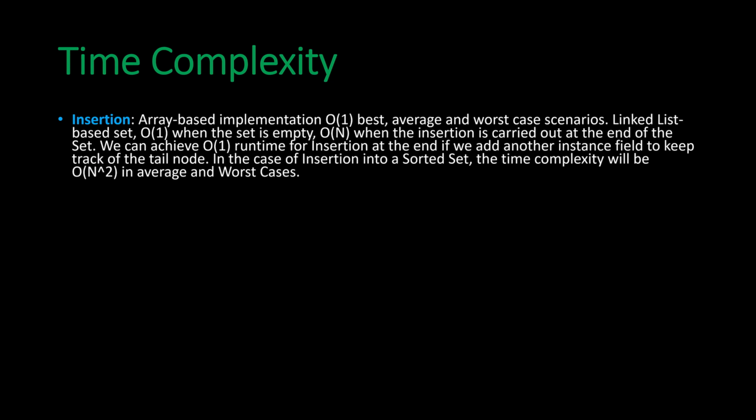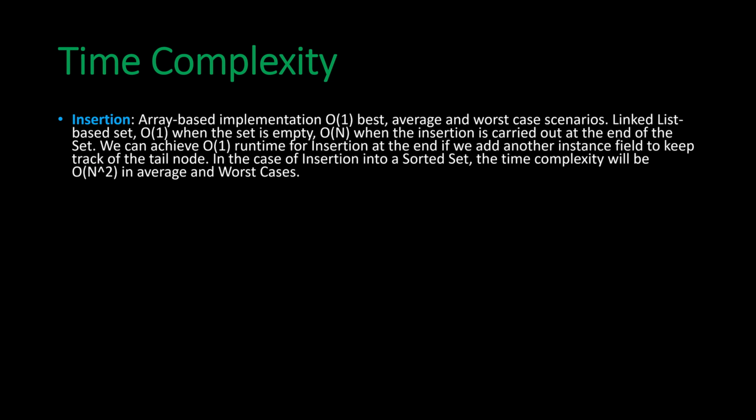In the case of insertion into a sorted set, the runtime complexity will be O(n) square, because you always have to navigate in the array, locate a location, and then shift the elements towards the right to make a hole within the array, and then insert the new element there. So O(n) is the complexity for searching for the correct location, and O(n) again to shift the elements, so it becomes O(n) square. That is the runtime for the average and worst case of insertion within a sorted array.